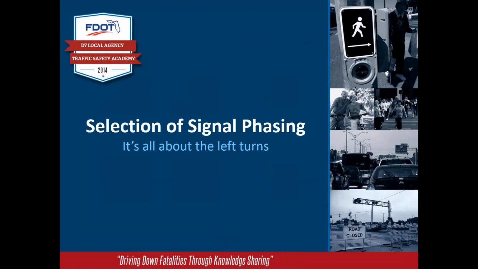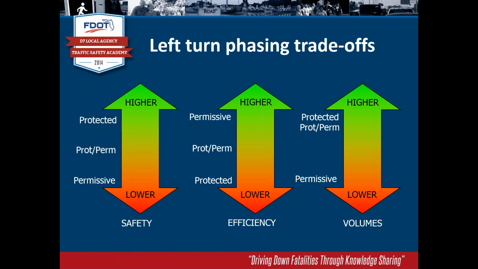All right, well, how do we choose what signal phasing we want at a particular intersection? Why do some operate differently from others? And on what basis do we make those choices? Well, as I said there, it's really all about the left turns, or typically one of the main drivers is the left turns. And the thing you see on the screen now, looking at safety, efficiency, and the traffic volumes.